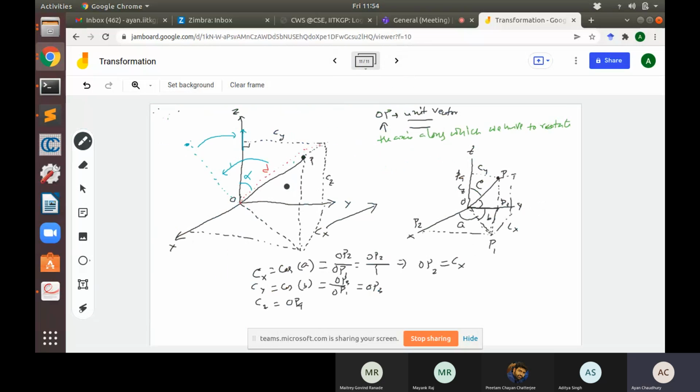In the second step, we do two types of rotations just to make the axis of rotation coincide with one of the coordinate axes. So in our case, we have to rotate OP so that it coincides with OZ. Since we cannot do it directly in 3D, because from OP to OZ you cannot go directly, we follow two transformations.